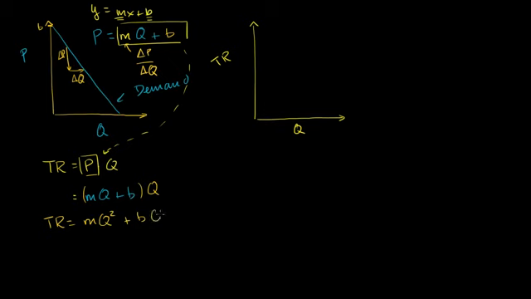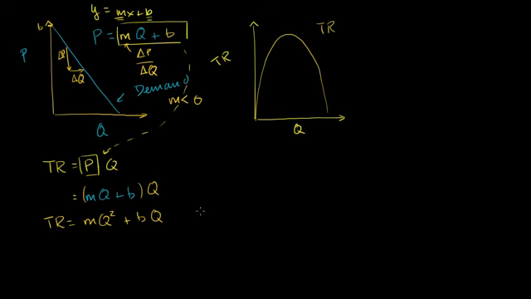plus bq. And this is a parabola, and it's actually going to be a downward sloping parabola because m is going to be negative. It has a negative slope, so m is negative. So we know that m is less than 0 over here. That's one of the assumptions we'll make. If m is less than 0, this is going to be a downward opening parabola. Total revenue will look something like that. That is our total revenue.